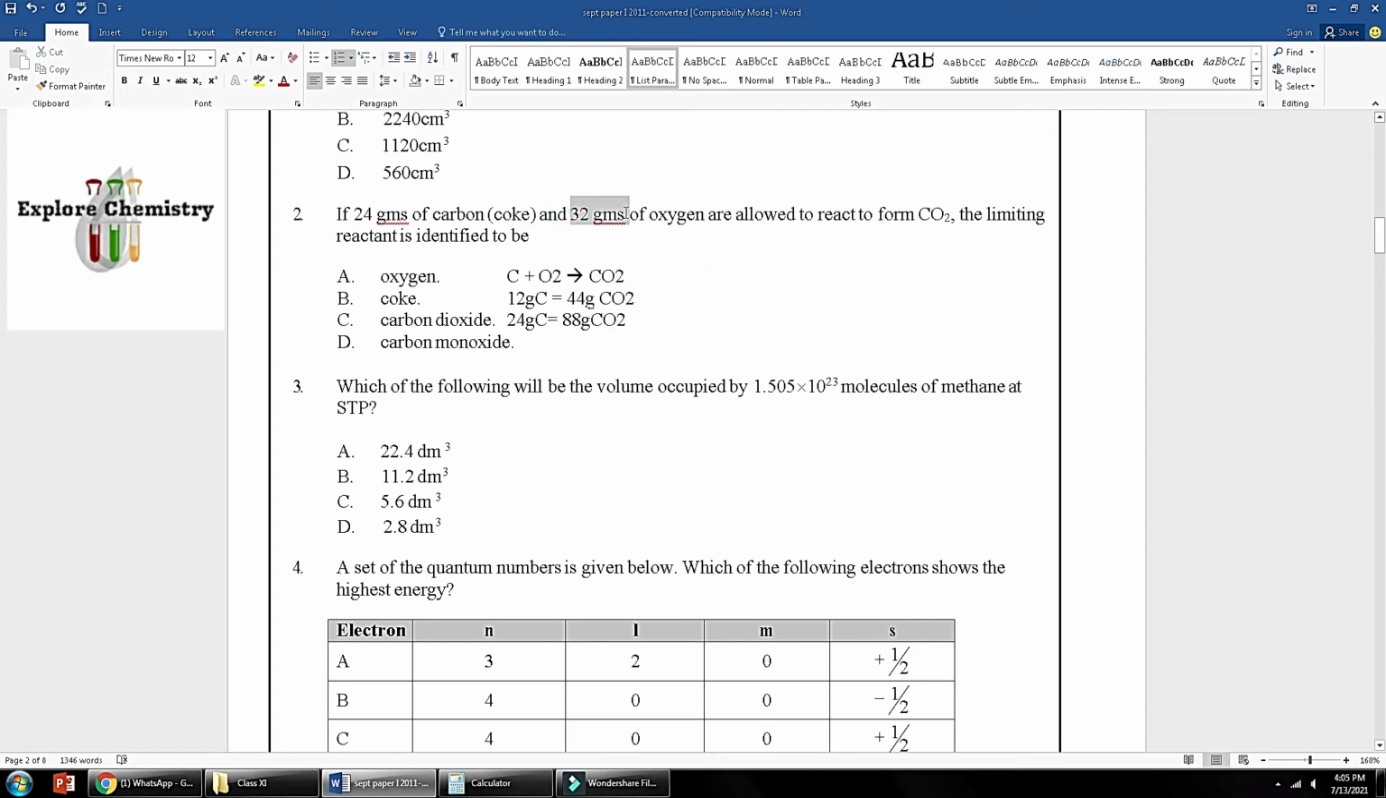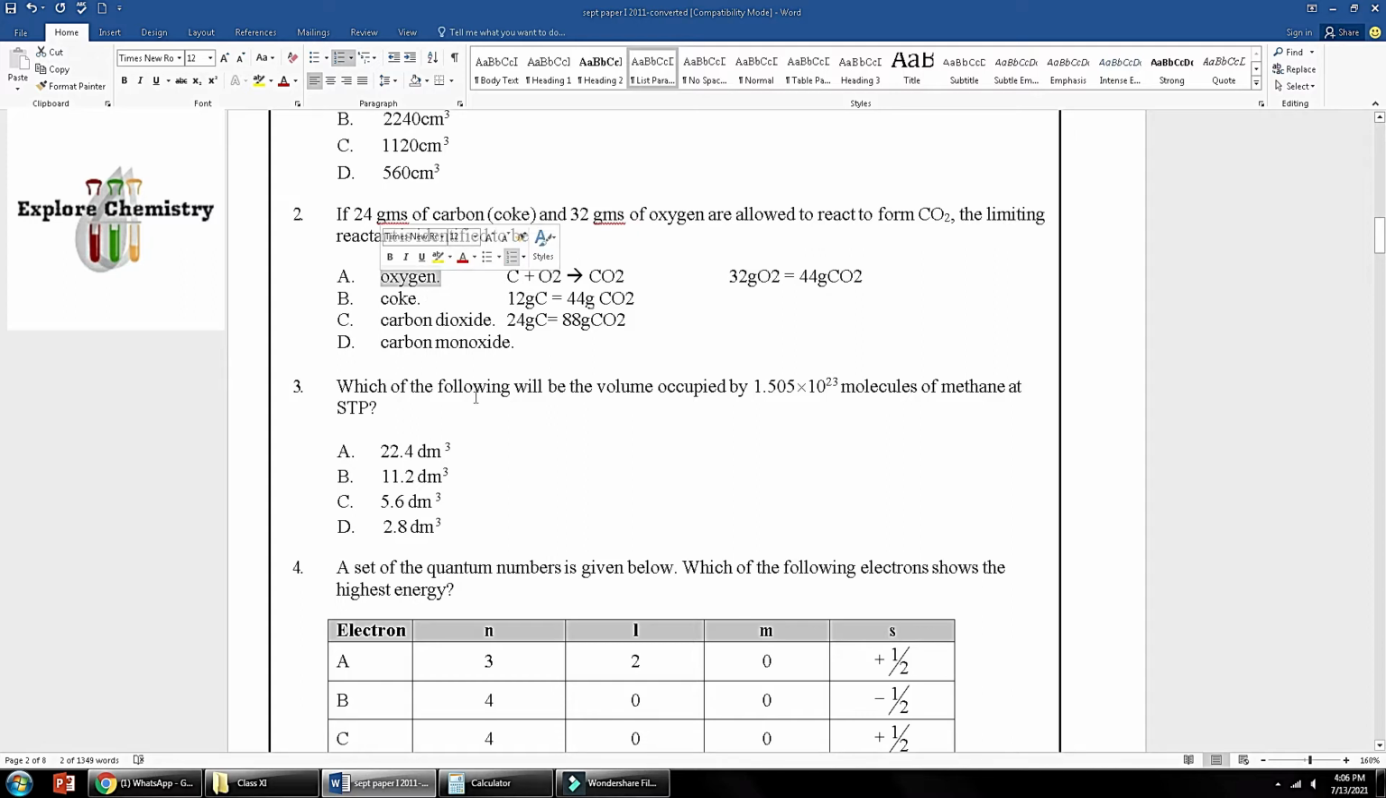Now let's calculate the mass of carbon dioxide which is produced from 32 gram of oxygen. According to this balanced equation, 32 gram is the mass of oxygen, so 32 gram oxygen is producing 44 gram carbon dioxide, and in the question 32 gram is given, so it will definitely produce 44 gram. So from oxygen 44 gram carbon dioxide has been produced, and from carbon 88 gram. Less amount of product is produced by oxygen, so oxygen is the limiting reactant here.